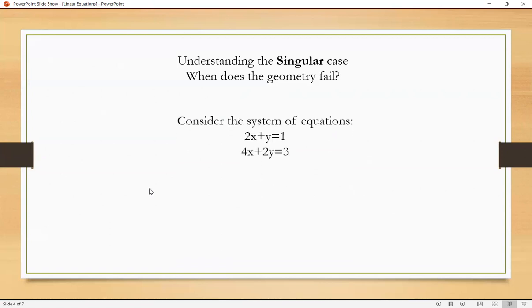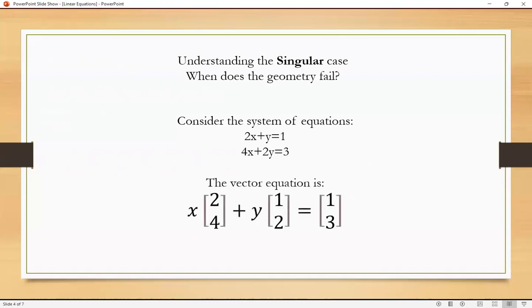We'll consider the system of equations 2x plus y equal to 1 and 4x plus 2y equal to 3. In the same way as we did before, we are going to write the vector equation for this as x times the column vector (2, 4) plus y times the column vector (1, 2) equals the column vector (1, 3). Now let us see what is happening in GeoGebra once again.